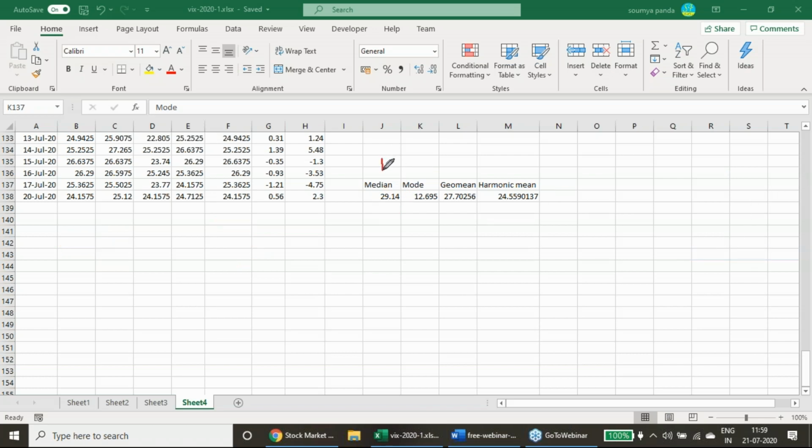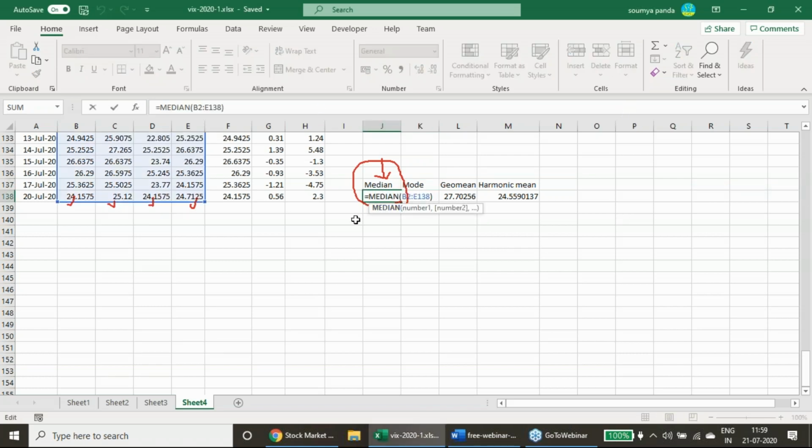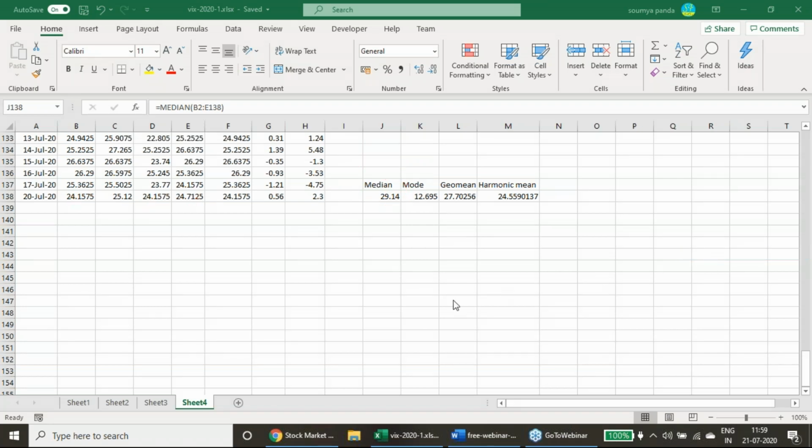We are taking this statistical median because we need unbiased data, one neutral data point. For that reason only, we are taking the help of the statistical parameter called median. So the median value of our open, high, low, close of this entire VIX scenario which has happened from January till date. This is the median function available. So 29.14. Why am I taking this median?